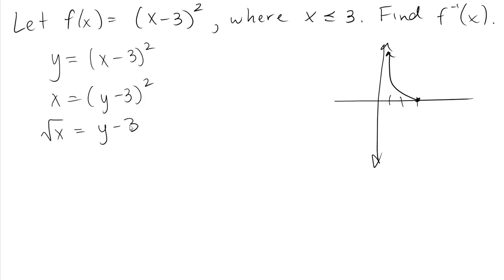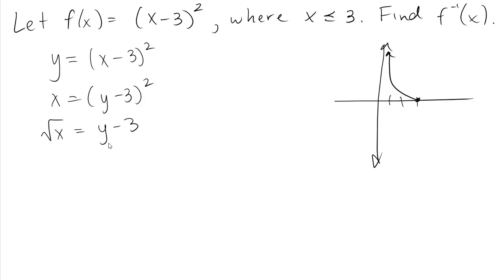And this is where we have to take the range into account. Because all of the inputs to the original function are 3 or smaller, that means that the outputs that we get here have to be 3 or smaller. If you use a little bit of foresight, you'll see that our next step is to add 3. So if we just keep this as the principal square root of x, when we add 3 to the other side, that's going to be bigger than 3 for almost every input. That can't happen because the domain of our original function is inputs less than or equal to 3.